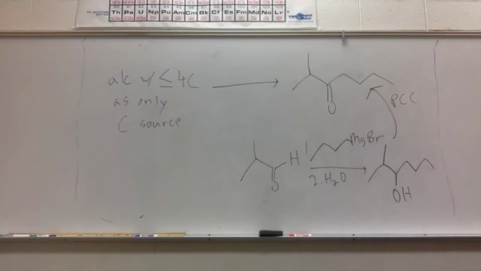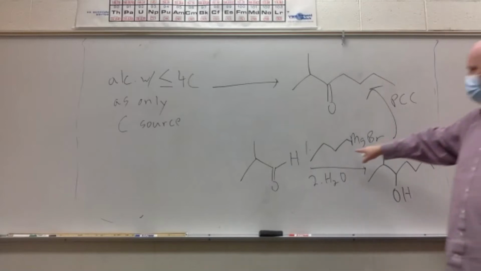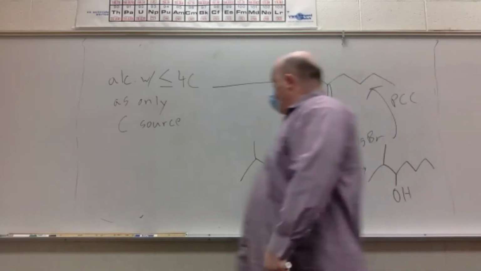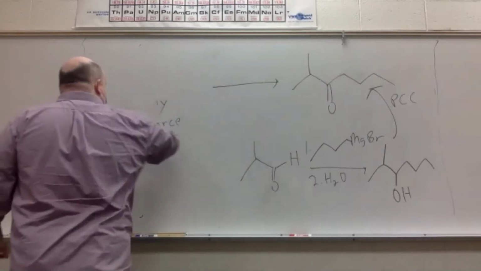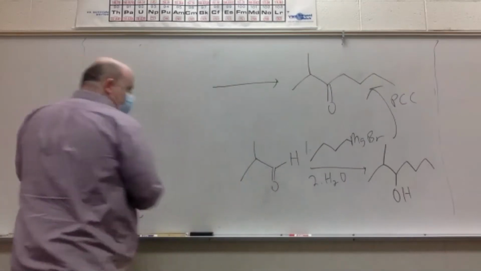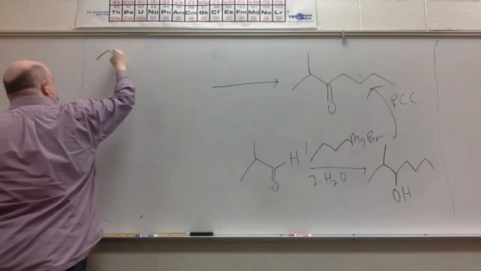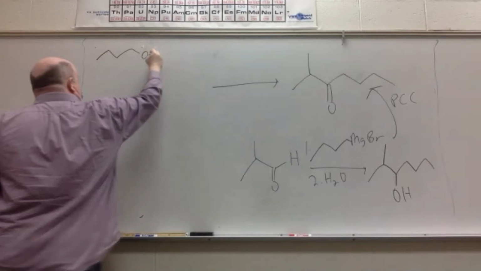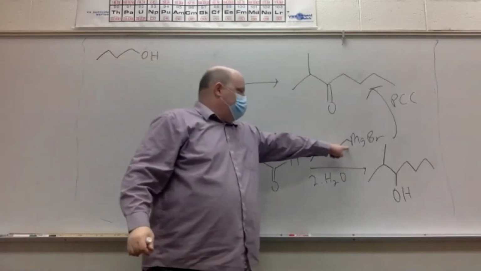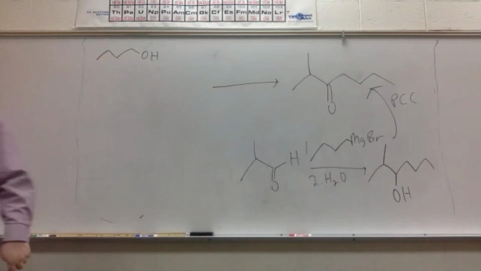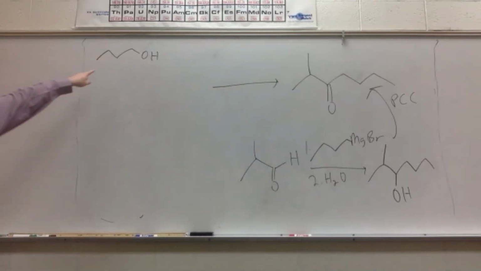All right, now we're not done though. We've got to show how we made each of these individual fragments from a 4 carbon or less alcohol, right? So it stands to reason that if this is our Grignard reagent, and this is where the magnesium was attached, that's probably where our alcohol was attached. So we probably started off with this alcohol.